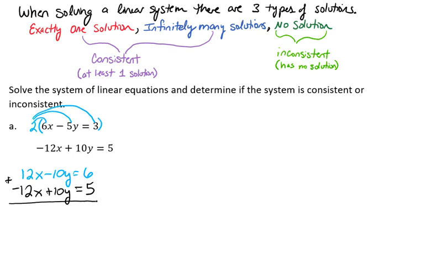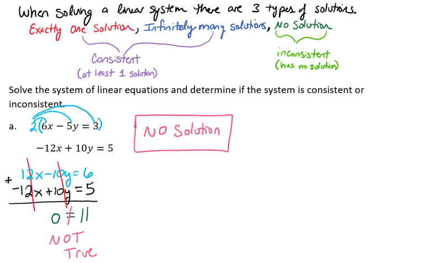So 12x plus negative 12x is 0, and so those cancel out, which is exactly what we were trying to do. We were trying to eliminate our x variable. And now we have negative 10y plus 10y. Well, we've eliminated that as well. So here we're going to have 0 equals, and 6 plus 5 is 11. In this particular instance, 0 equaling 11 is not true. And so when that happens, we find that we have no solution.